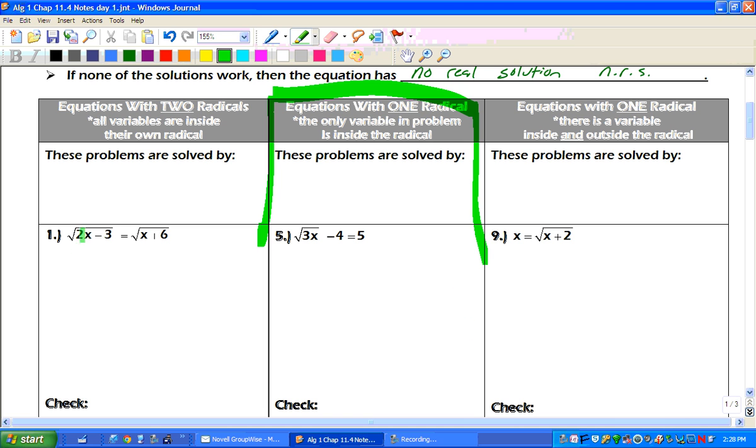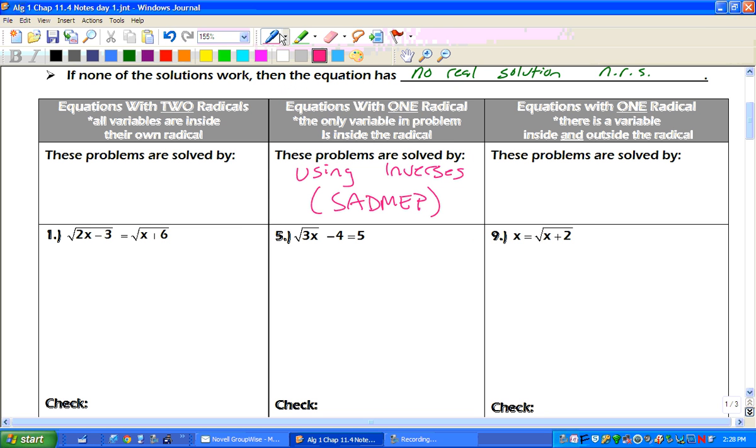This middle column. Okay? So, we're working on equations with one radical, where the only variable in the problem is inside of the radical. Now, these problems are solved by using inverses, okay? And that's SADMAP, okay? Now, notice that the very last letter is the P. That is the parentheses, okay? And we always want whatever in parentheses to be done last.